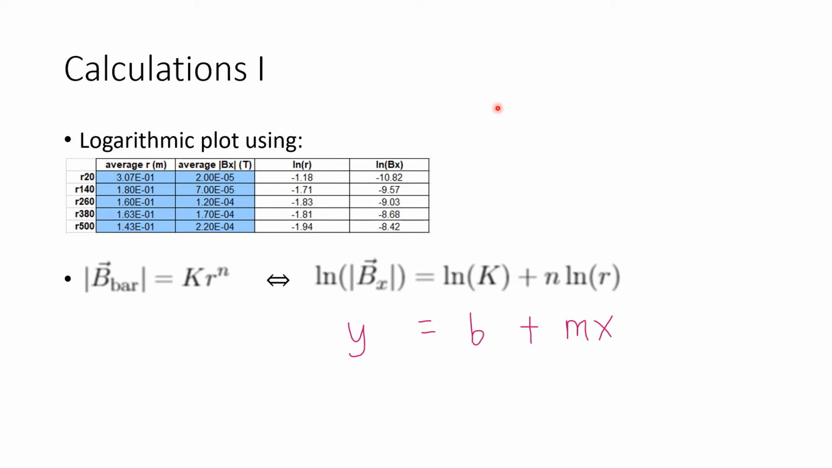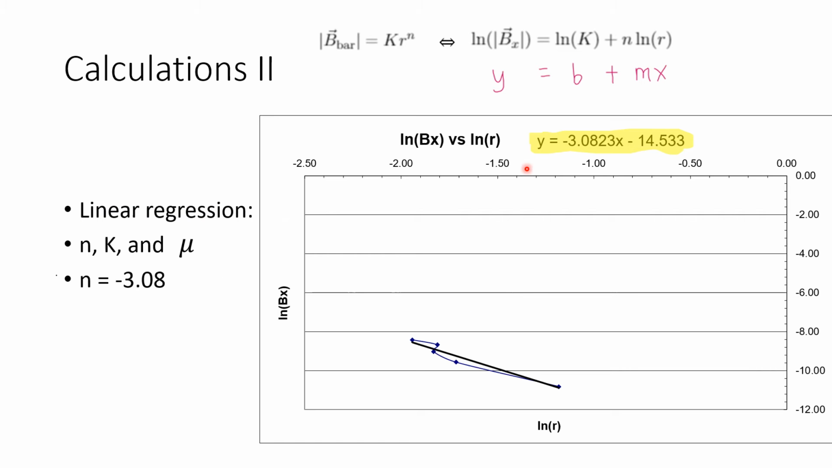To estimate r from our data, we generated a logarithmic plot using the measured distances as seen here. We can do this by using the condition that the equation for the magnitude of B bar can be transformed into this logarithmic equation, and this is in the form of y equals b plus mx. Now we find the linear regression equation to be y equals -3.0823x minus 14.533. Using this equation, we can now find n, k, and the dipole moment mu.